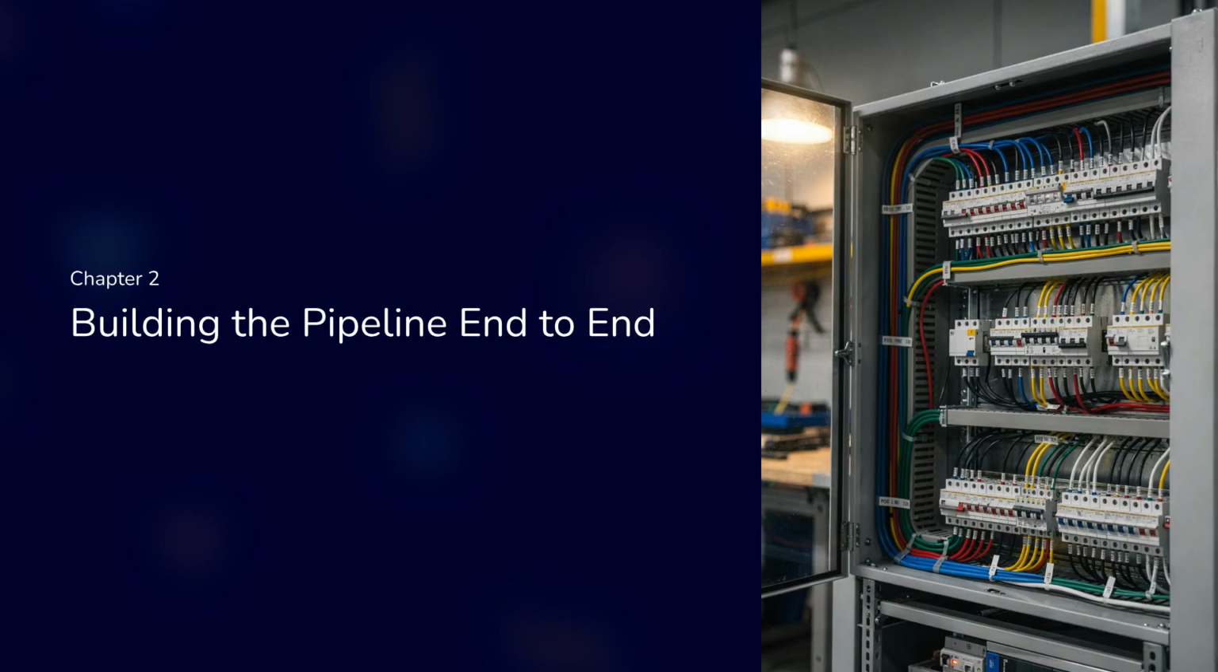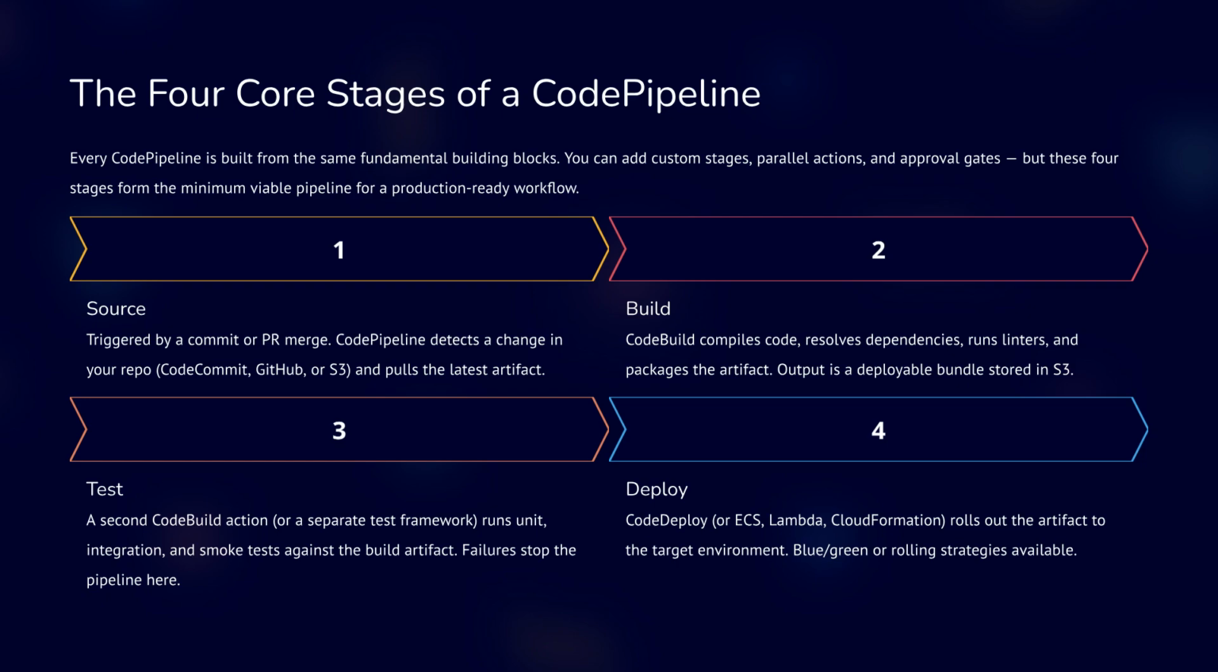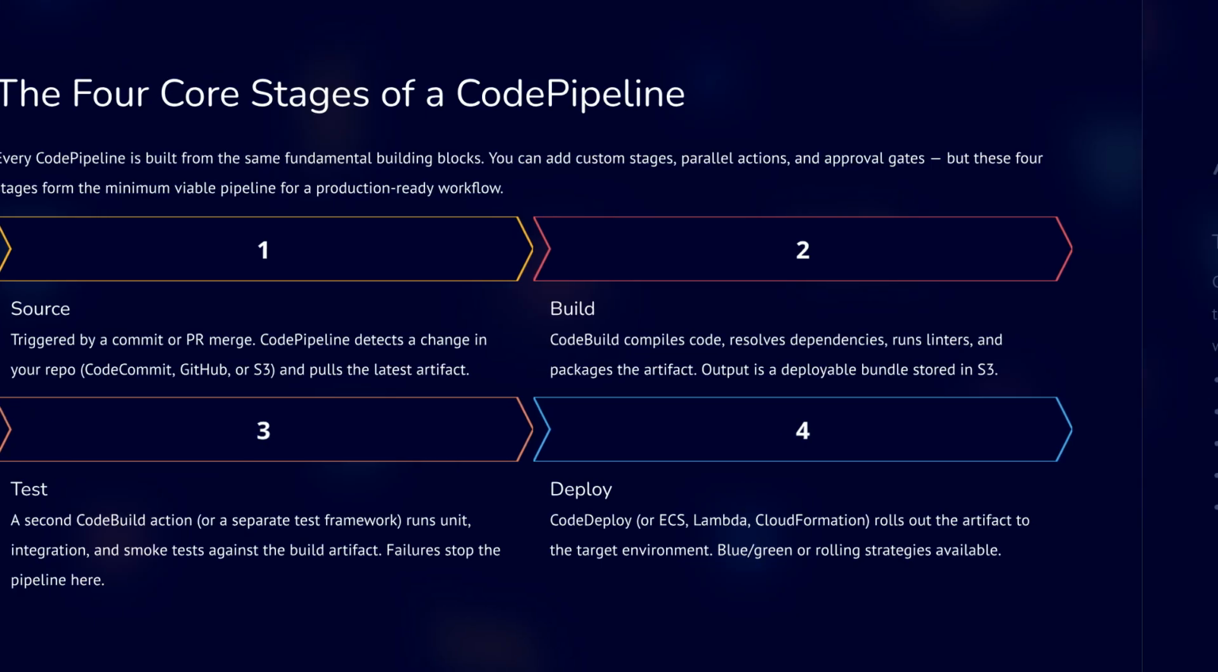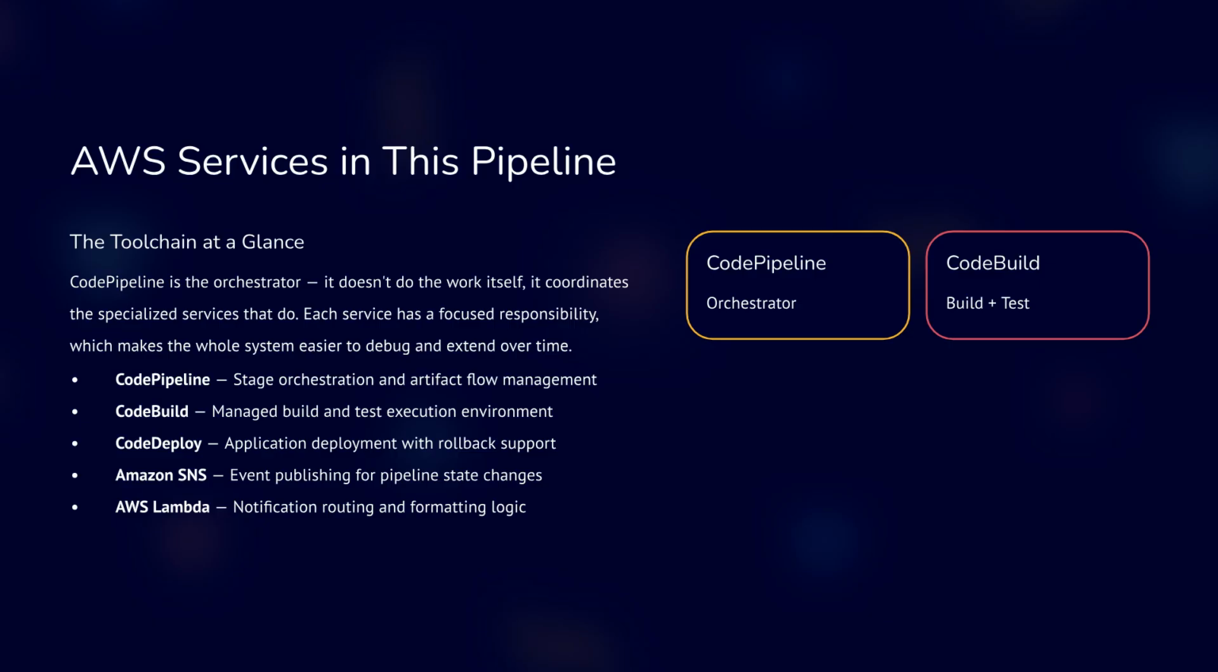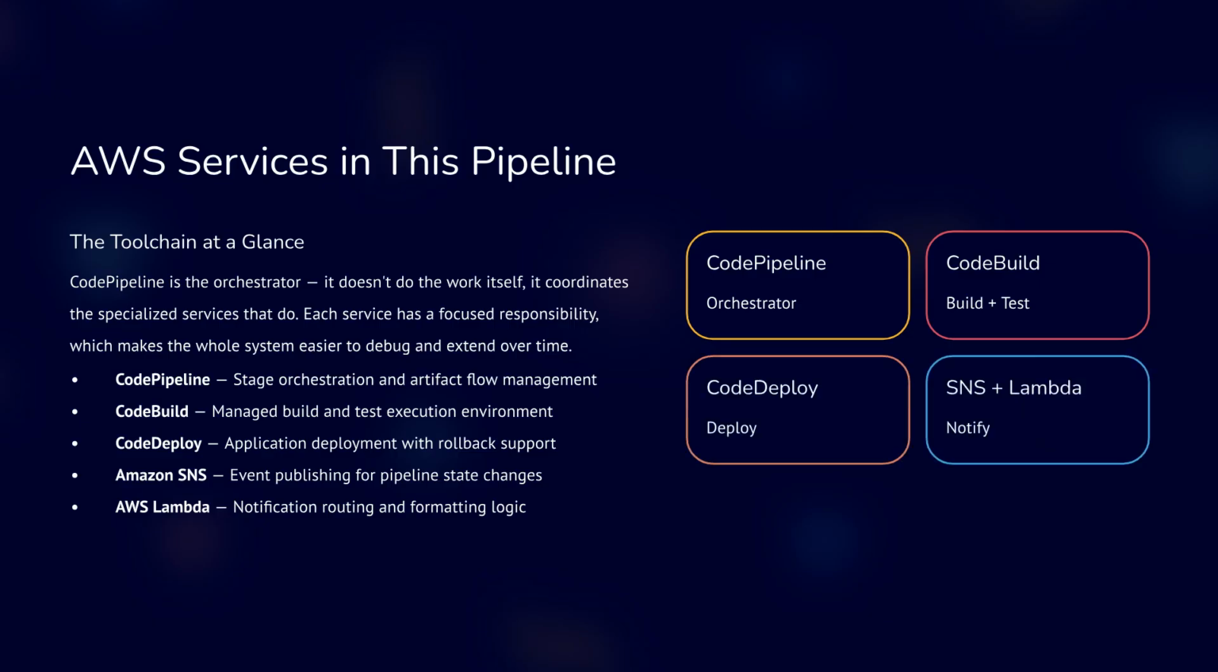Now let's look at building the pipeline end-to-end, focusing on the development angle. The 4 core stages of a code pipeline are source, build, test, and deploy. These stages form the minimum viable pipeline for a production-ready workflow. CodePipeline is the orchestrator, coordinating specialized services like CodeBuild for build and test, CodeDeploy for application deployment, and SNS plus Lambda for notification routing and logic.